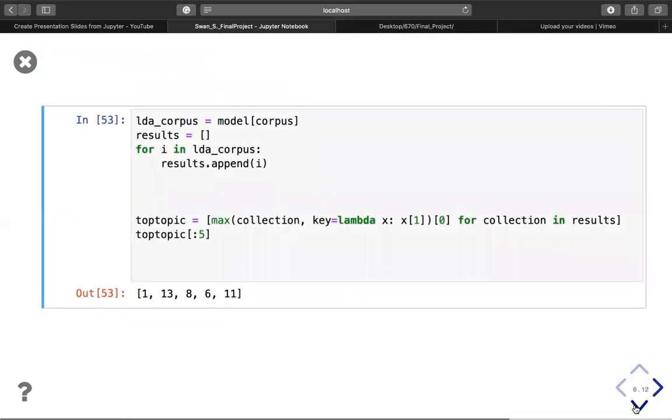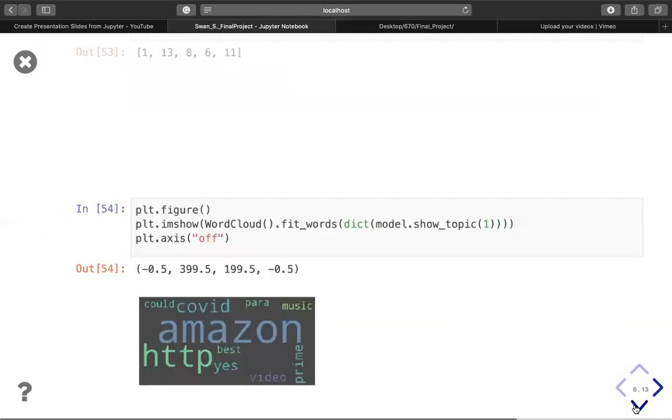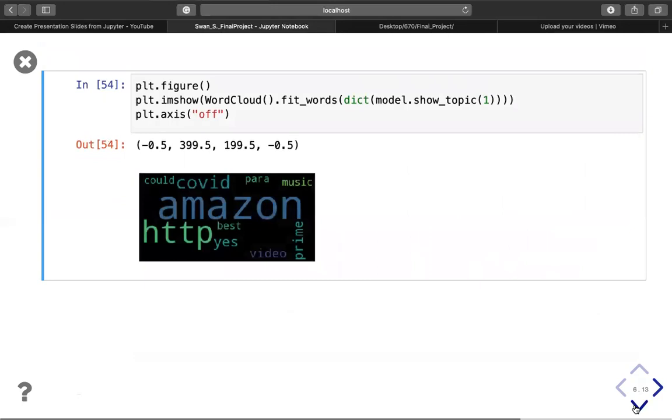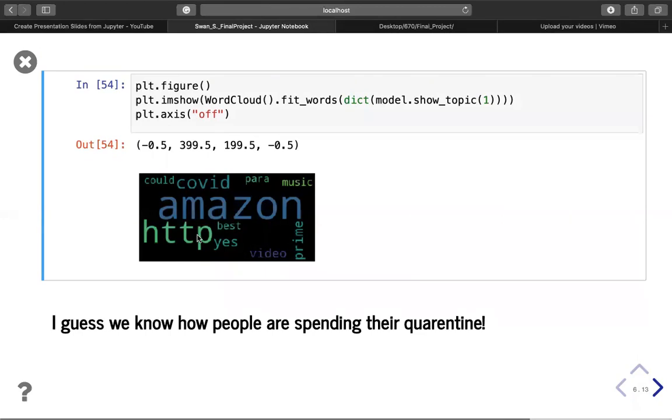So those are just showing the most popular themes. So I just decided to do a word cloud of the most popular one. And we clearly know how some people are spending their quarantine. I don't know about you guys, but there's an Amazon package that shows up at my house every day. So I definitely fall into that category.